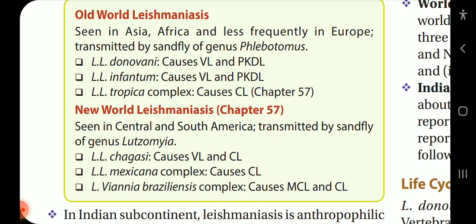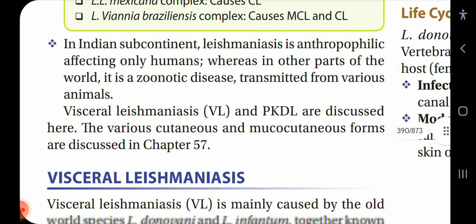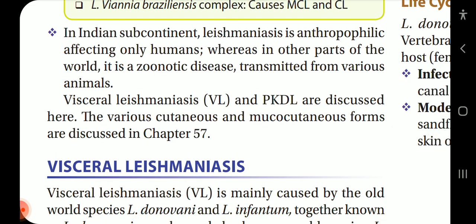New World Leishmaniasis is seen in Central and South America, transmitted by sandfly of genus Lutzomyia. L. chagasi causes VL and CL. L. mexicana complex causes CL. L. viannia braziliensis complex causes MCL and CL. In the Indian subcontinent, leishmaniasis is anthroponotic, affecting only humans, whereas in other parts of the world it is a zoonotic disease transmitted from various animals.